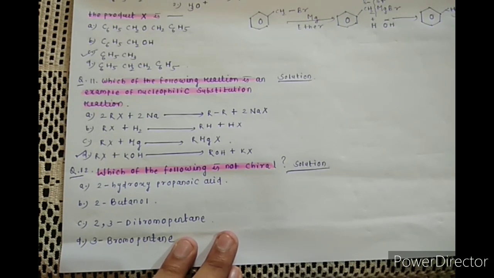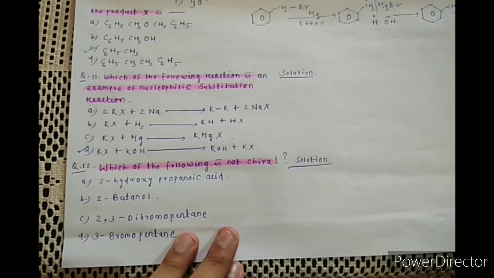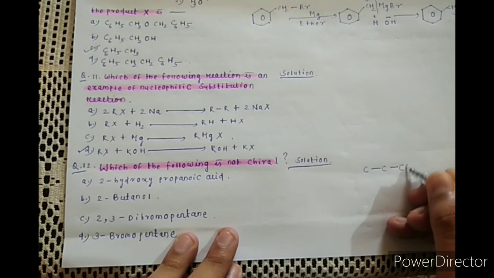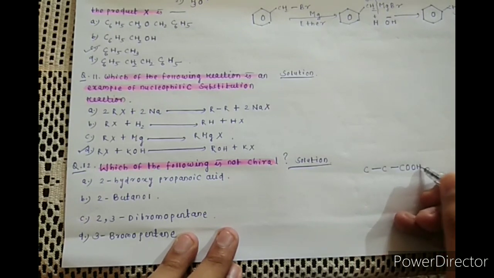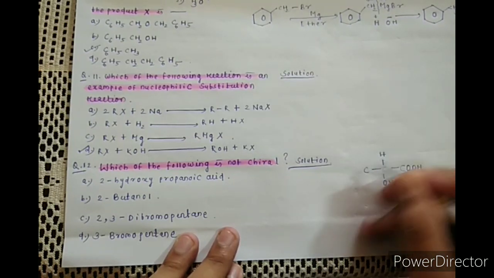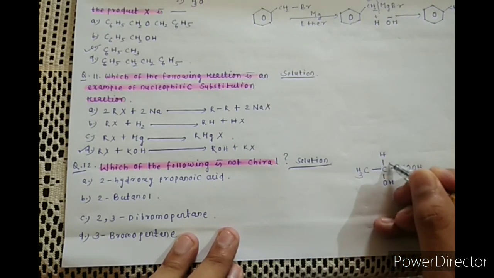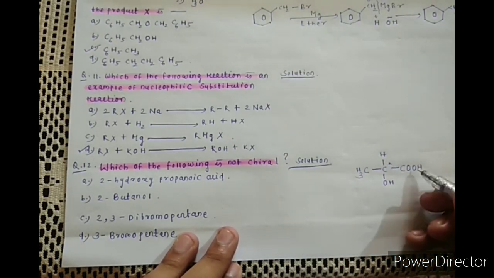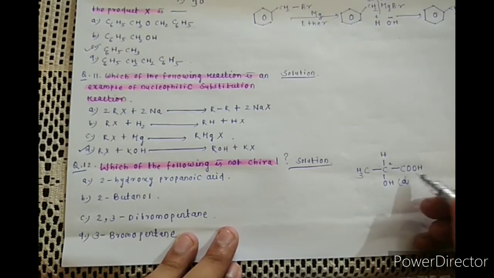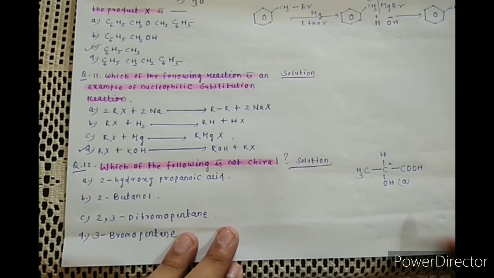Now look, 2-hydroxypropanoic acid consists of a chiral carbon, a carbon which has 4 different groups. The structure of 2-hydroxypropanoic acid is like this. This is propanoic acid: this is meth, this is eth, and this is propanoic acid. Now 2-hydroxypropanoic acid means here there will be an OH group, here is hydrogen, and here is a methyl group. This carbon is a chiral carbon, because it is connected with 4 different groups: hydrogen, COOH group, OH group, and CH3 group. So option A is a chiral compound. But you have to find out which one is not chiral.